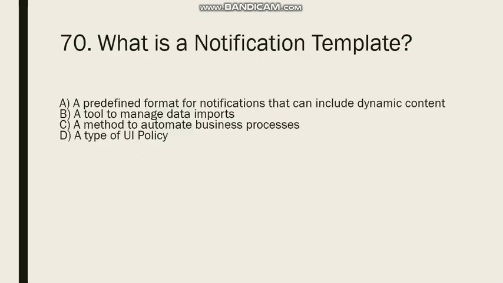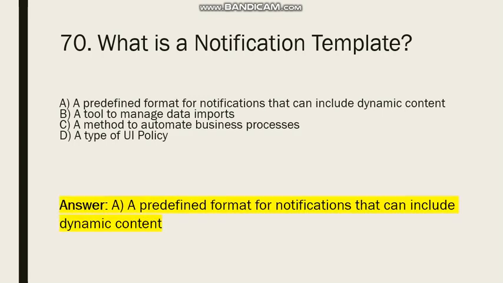70. What is a notification template? A. A predefined format for notifications that can include dynamic content. B. A tool to manage data imports. C. A method to automate business processes. D. A type of UI policy. Answer: A. A predefined format for notifications that can include dynamic content.